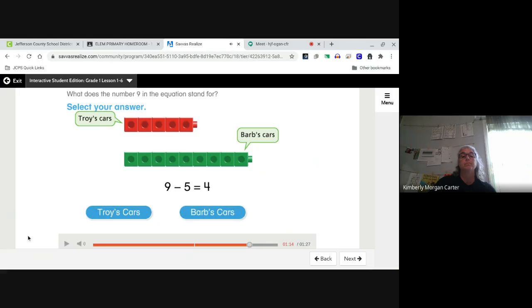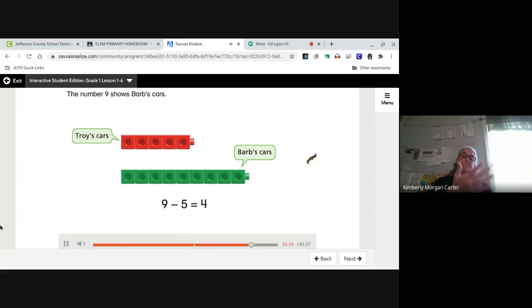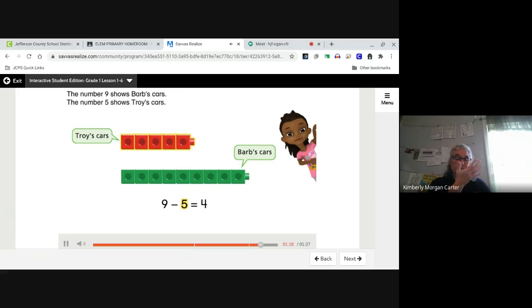Select your answer. Well, we know this is Troy's car, and this is Barb's car. Let's see how many that Troy has. 1, 2, 3, 4, 5. And Barb has 1, 2, 3, 4, 5, 6, 7, 8, 9. So these are Barb's cars. The number 9 shows Barb's cars. The number 5 shows Troy's cars. Troy has 4 fewer cars.